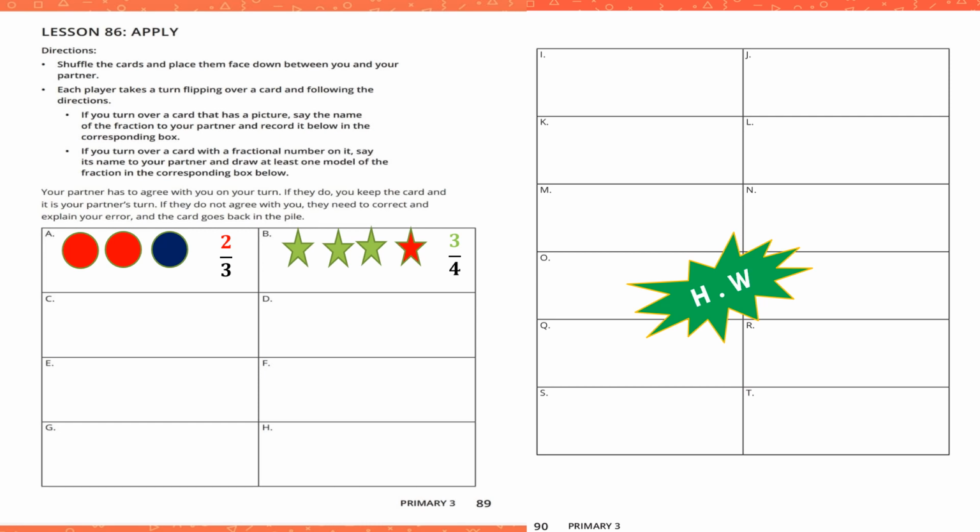You can complete other examples the same way as homework, by drawing any shapes and finding their fraction.